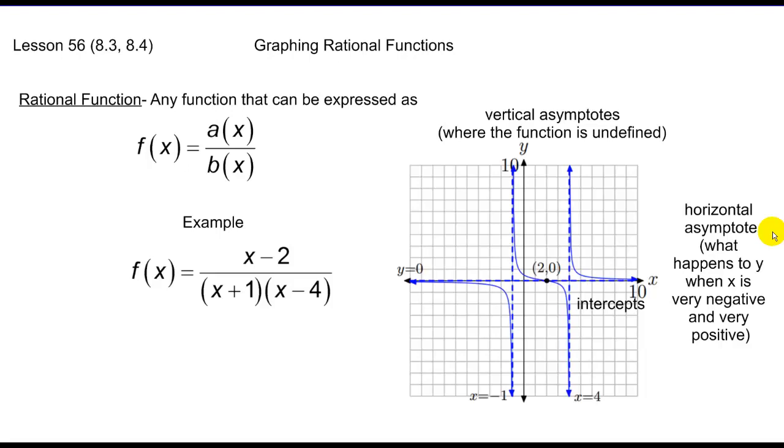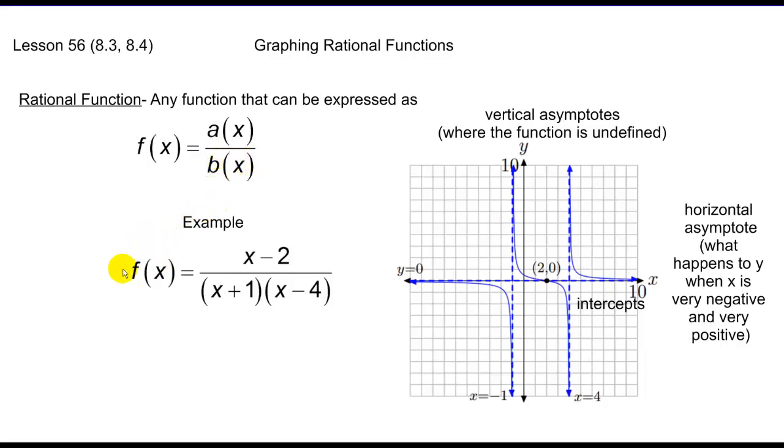Today we're going to discuss graphing rational functions. Now, a rational function is any function that can be expressed as a fraction. In other words, with a numerator and a denominator, such that the numerator could be a constant or a polynomial, and the denominator could also be a constant or a polynomial.